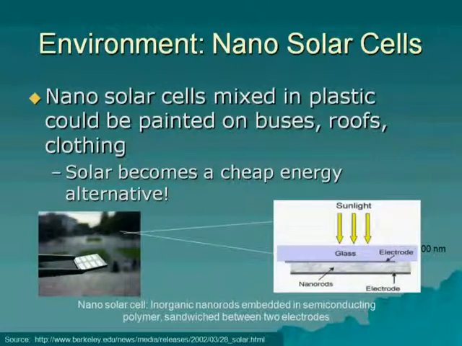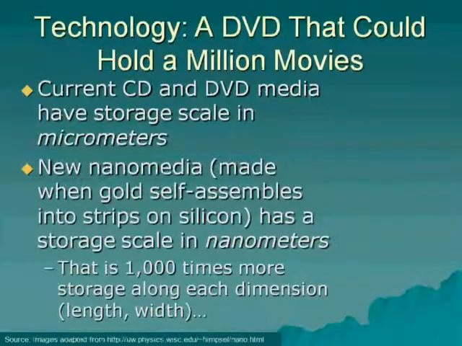As you know, solar energy is one of the most reliable and cheapest sources of energy, and we can use it well with this technology and make it even cheaper and more effective. This technology is also effective on CDs and DVDs. A DVD could store 1,000,000 movies, a much greater amount of data than normal CDs by normal technology. Current CD and DVD media have a storage scale in micrometers. New nanomedia has a storage scale in nanometers, that is 1,000 times more storage along each dimension.